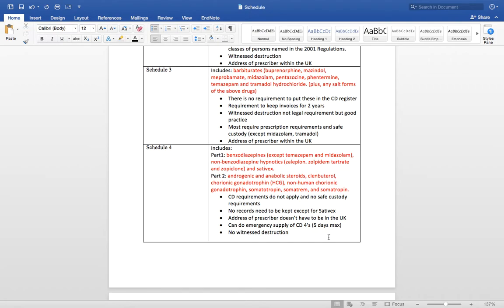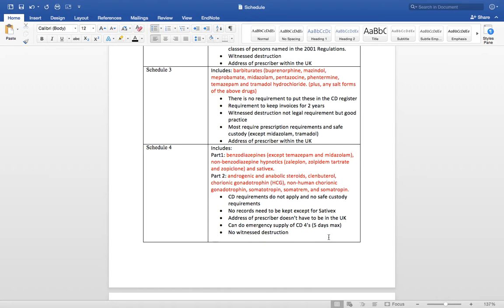Then you've got Schedule 4 Part 2, which are androgenic and anabolic steroids, which includes HCG and non-human HCG, and somatropin, I think I've said that right. For these medications, you don't need to keep any records, and you don't need to keep any invoices either, except for the Sativex, and you don't need to keep these medications in safe custody, so they can be out on the benches and on the shelves.